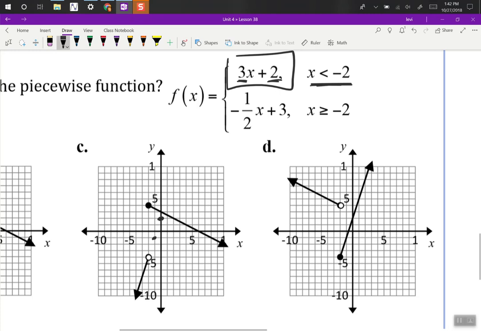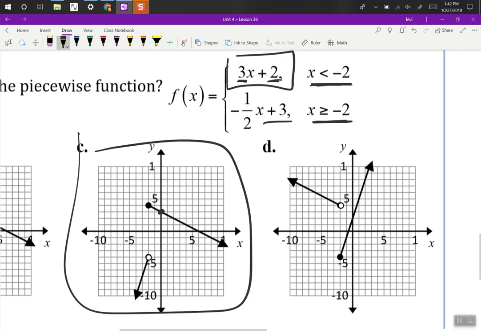Let's see if we're for greater than negative 2. Let's see what we have. Y-intercept of 3, down 1, right 2, down 1, right 2, down 1, right 2, looks like that. And we've got the equal symbol at negative 2 right there, so C is our answer.